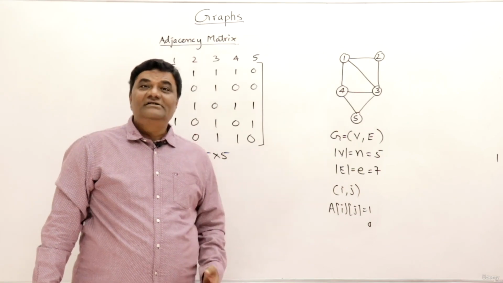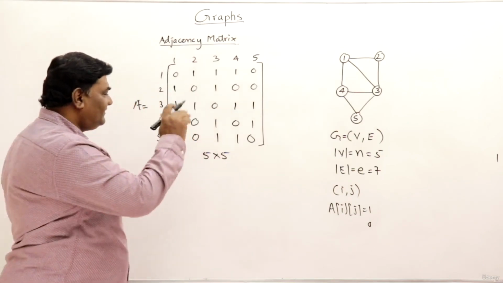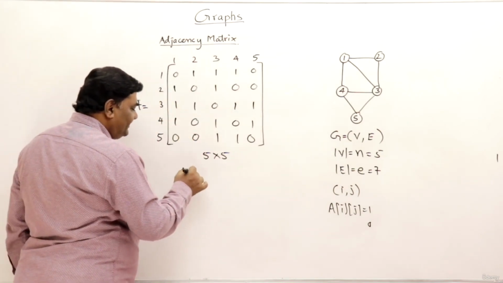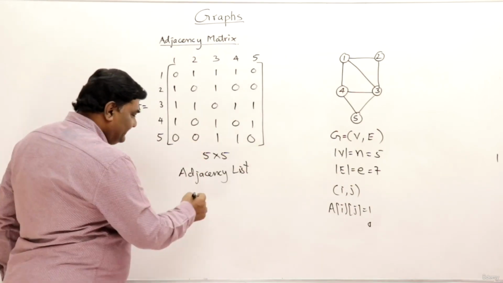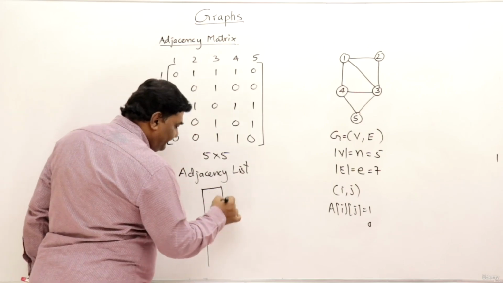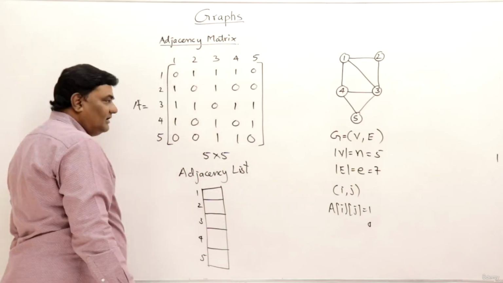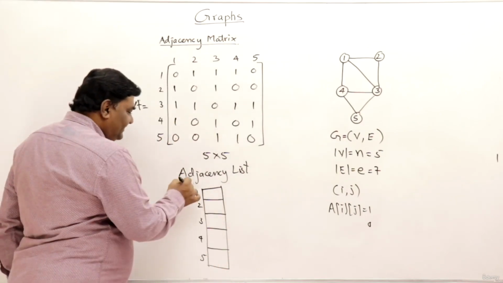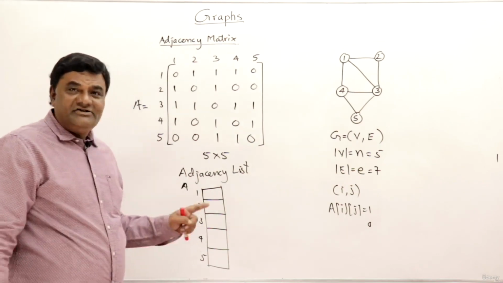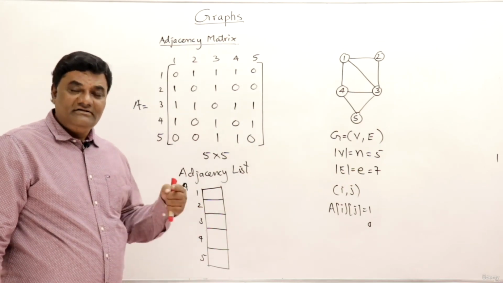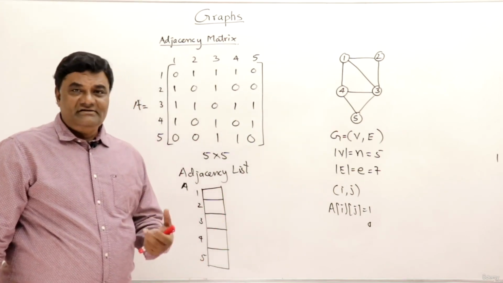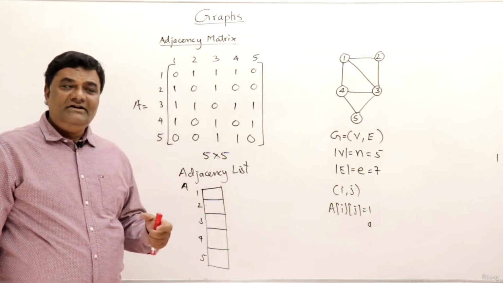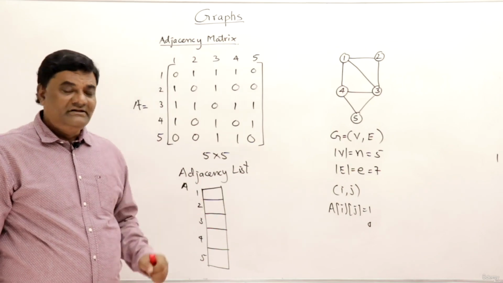Next, let us look at adjacency list. For representing a graph in the form of an adjacency list, we'll take an array of linked lists. So I'll take an array of size 5. This is an adjacency list. Actually this is an array of linked lists. Each location represents a vertex. For that location we will have the set of adjacent vertices.